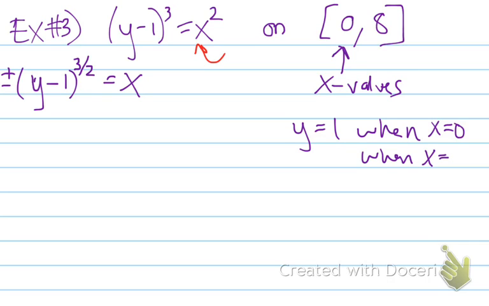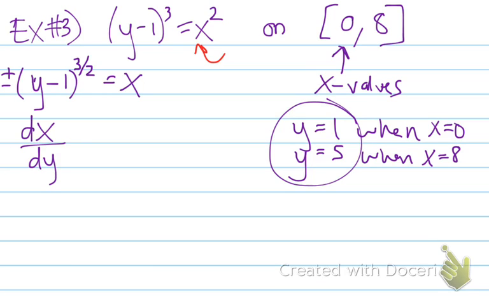And then when x equals 8, if I square 8, plugging it in there on the right hand side, I get 64. If I take the cubed root of both sides, the cubed root of 64 is 4. And then if I add 1 over to the other side, I get that y would equal 5 when x equals 8. So here are my new limits of integration. So I first need to find the derivative, dx/dy. Now because I'm looking at all the positive y values, from 1 to 5, those are positive.